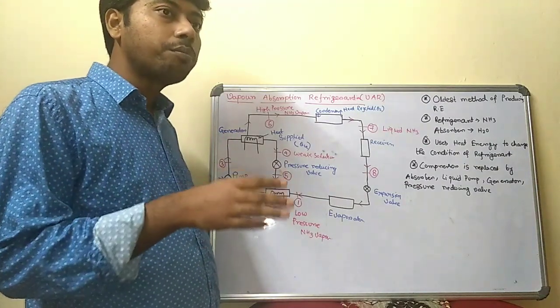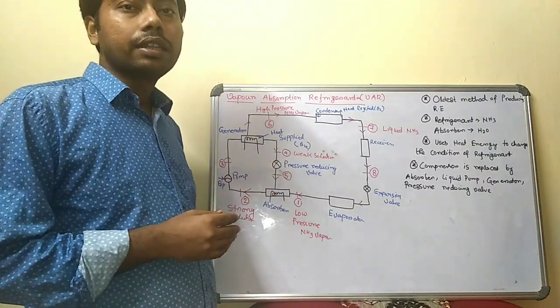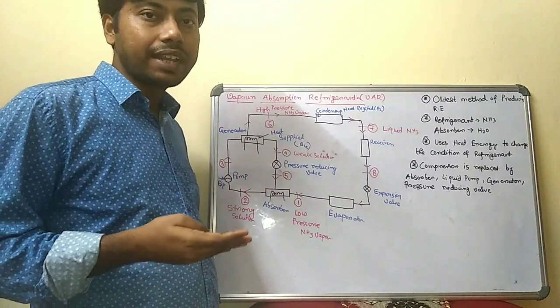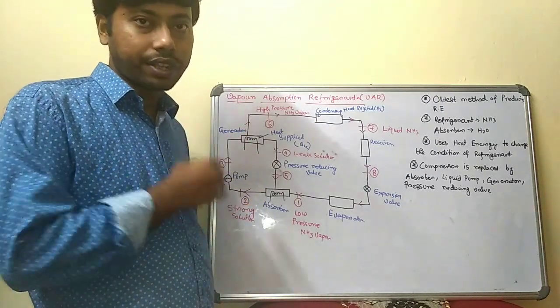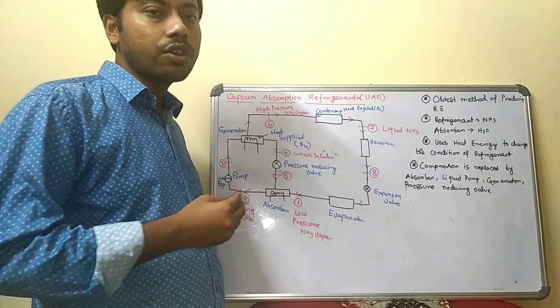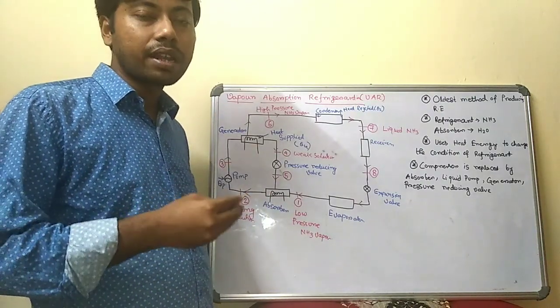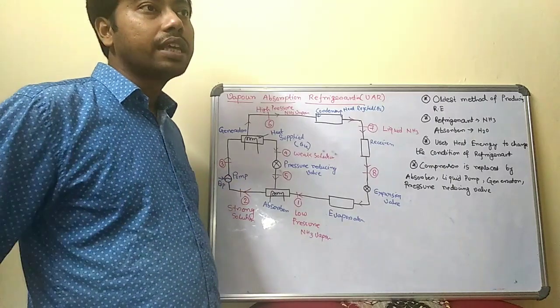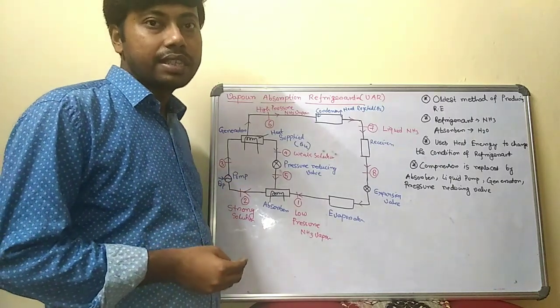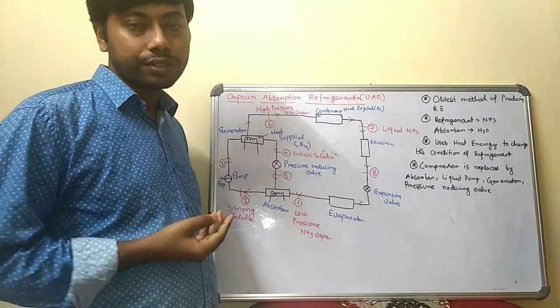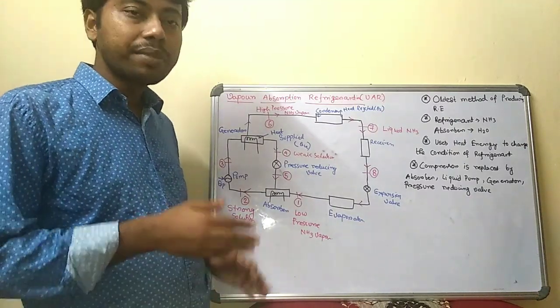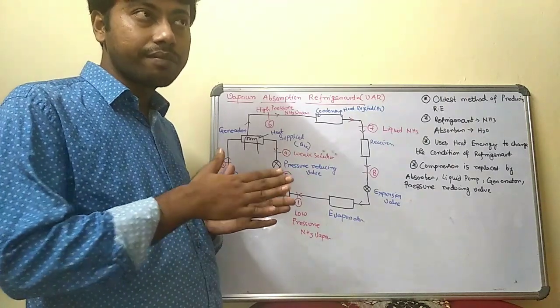In the vapor compression refrigeration cycle, the vapor refrigerant is compressed and produces the refrigeration effect. In the VAR cycle, the vapor absorption refrigeration system, the vapor refrigerant is absorbed and heated, producing the refrigeration effect. So this is the basic difference between VCR and VAR.